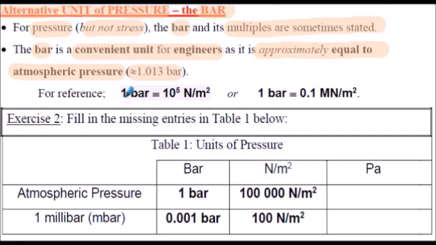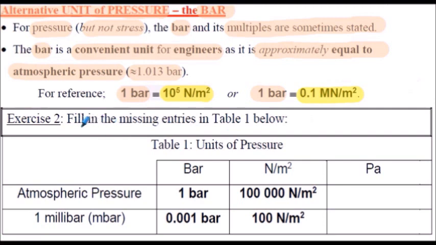So for reference, 1 bar is equivalent to 10 to the 5 newtons per meter squared, or 10 to the 5 pascals. But we're expected to use engineering notation, so our powers of 10 should be to the 3, 6, 9, 12, etc. So we often write 1 bar as 0.1 meganewtons per meter squared. And just note the m for mega has the value 10 to the power 6.